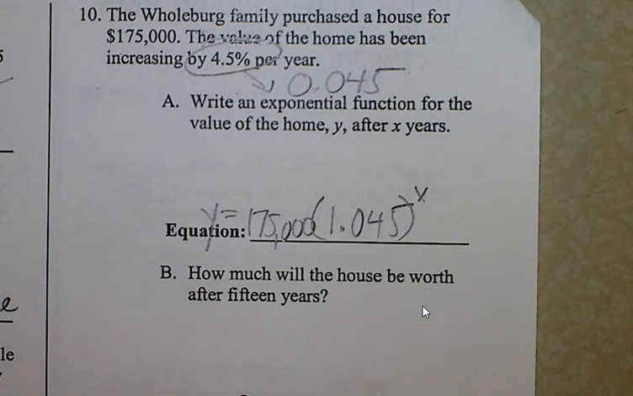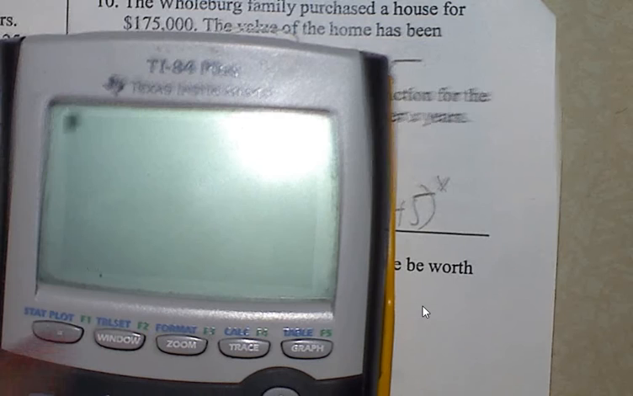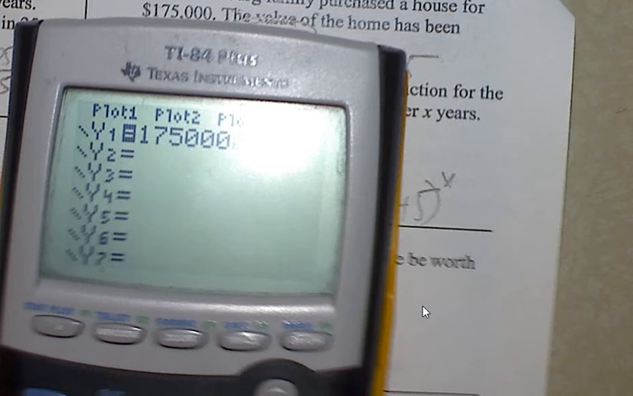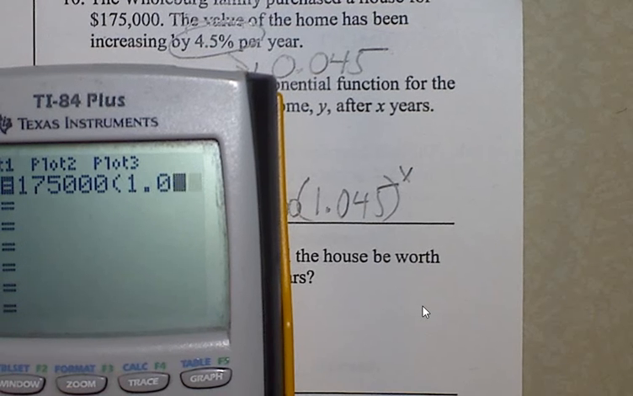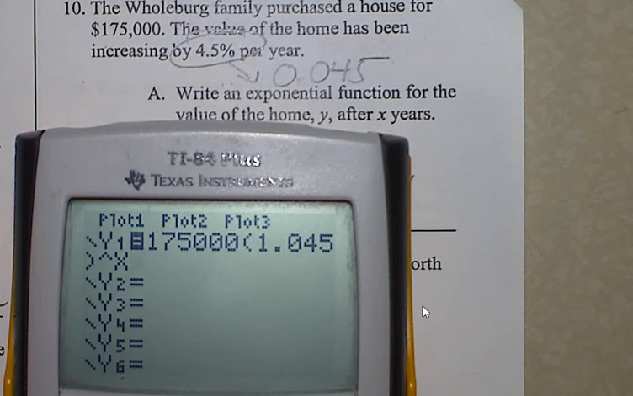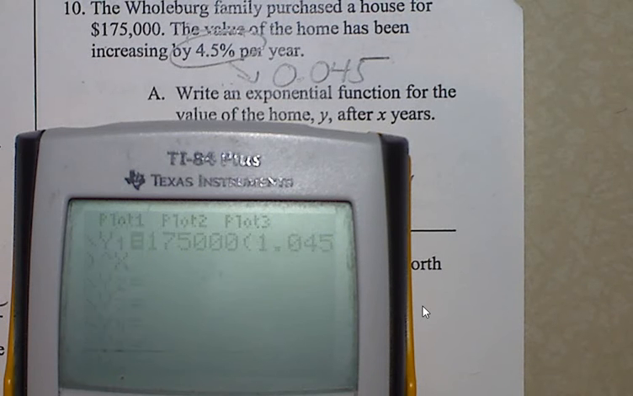Now grab your calculator and do second plus 712. Go up here, please. Type in 175,000 times 1.045 and raise it to the x value. Do not hit graph. Next, I want you to hit second table.